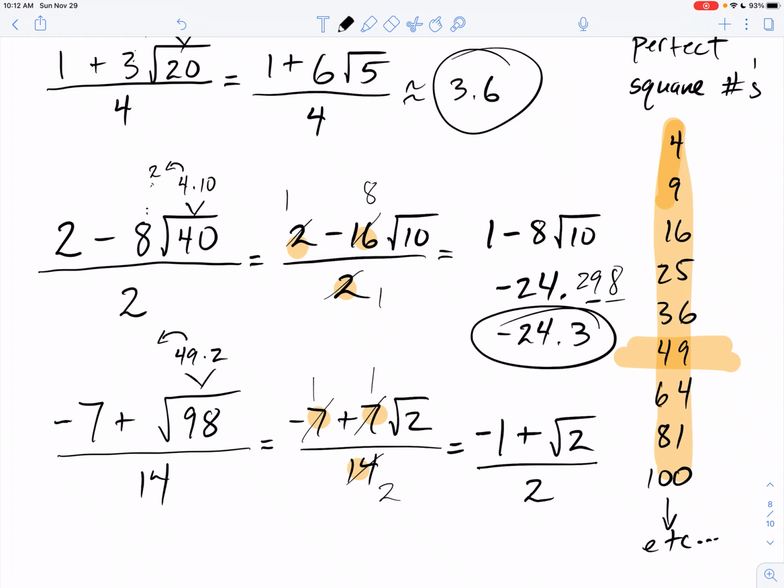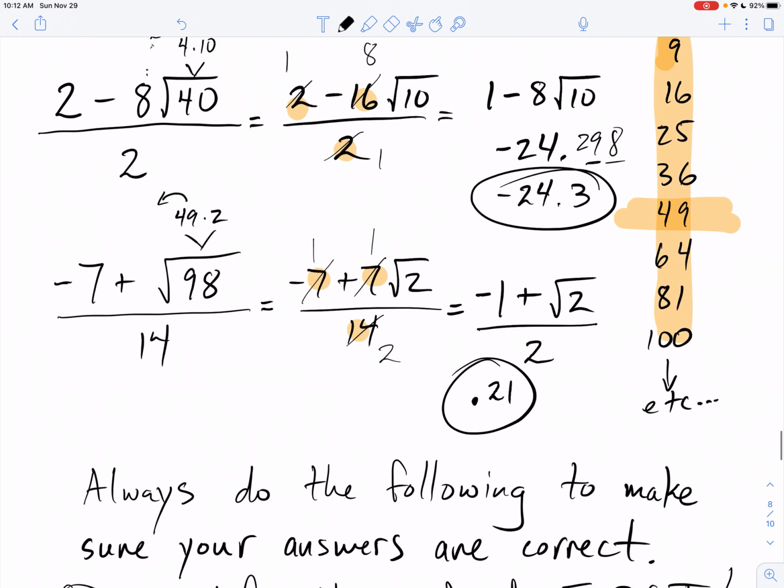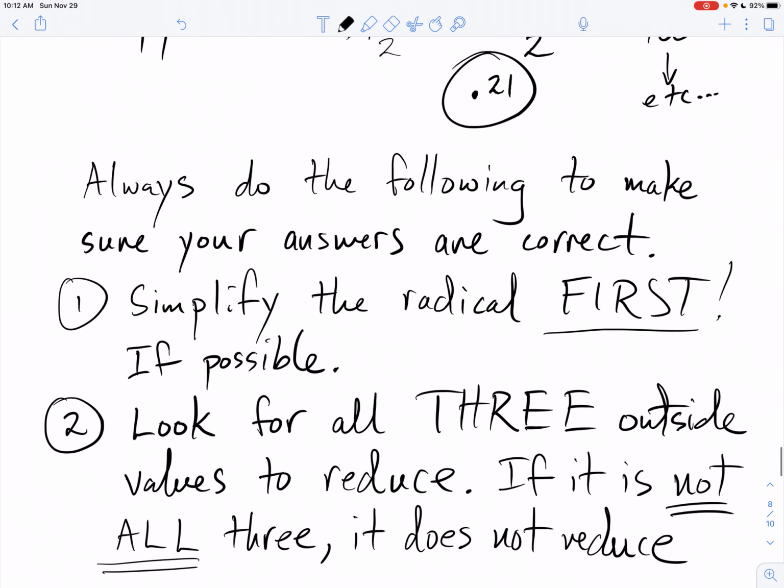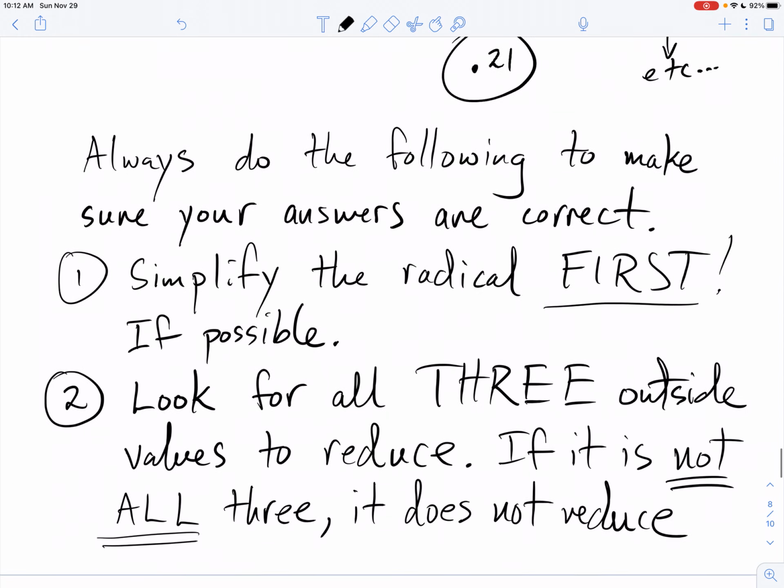If you've ever struggled with that skill, that is something that I want to make sure we know. Because we're going to run into quadratic formula answers over and over again. We might as well simplify them correctly. So here we go. Here's what I've been saying all along. Always do the following to make sure your answers are correct.